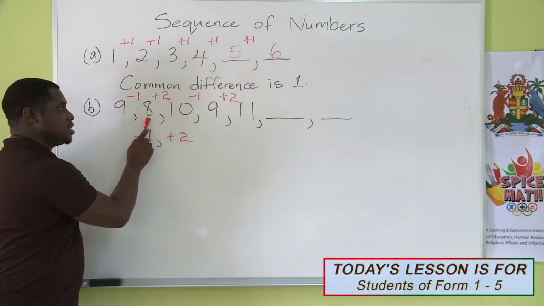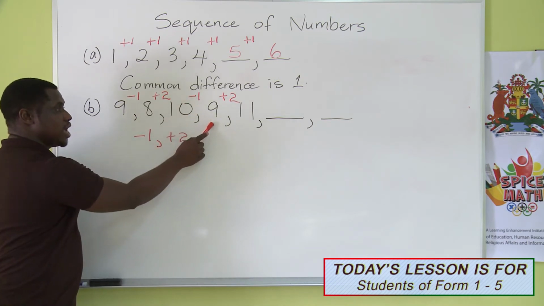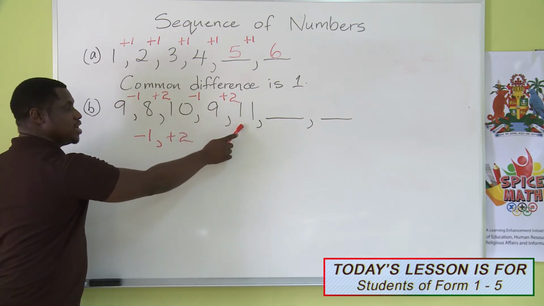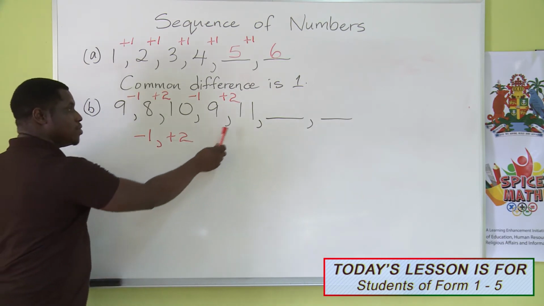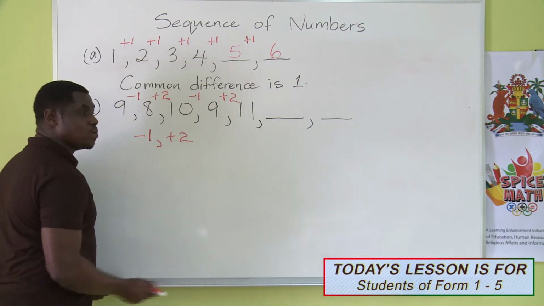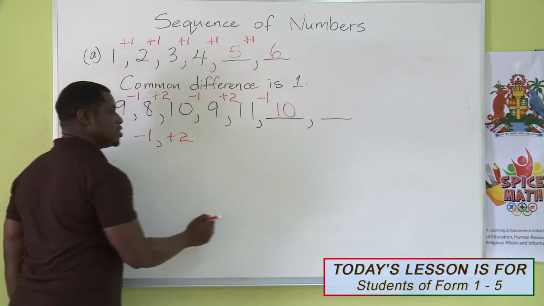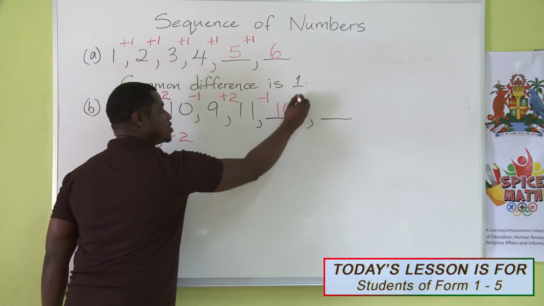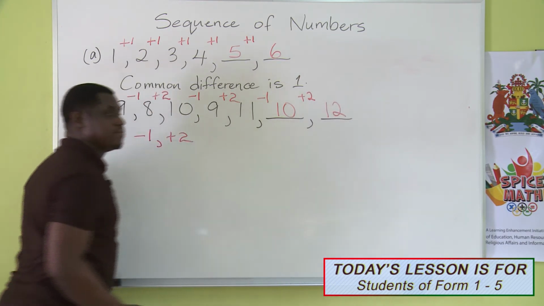9 minus 1 is 8. 8 plus 2 is 10. 10 minus 1 is 9. 9 plus 2 is 11. So based on that pattern, what do I do next? I will now have to subtract 1 from 11 to get 10. And then I'll have to add 2 to 10 to get the next term, which is 12.